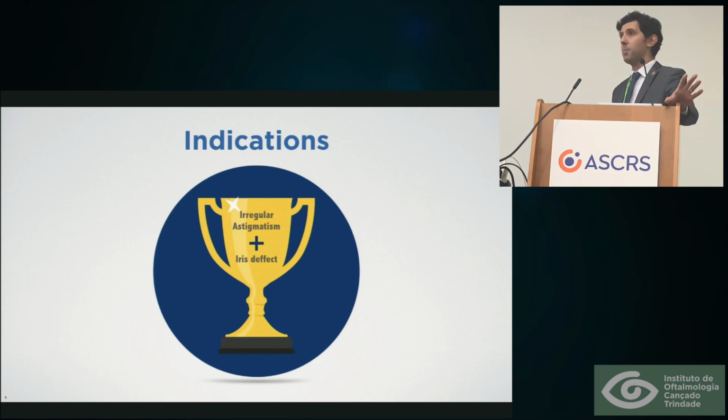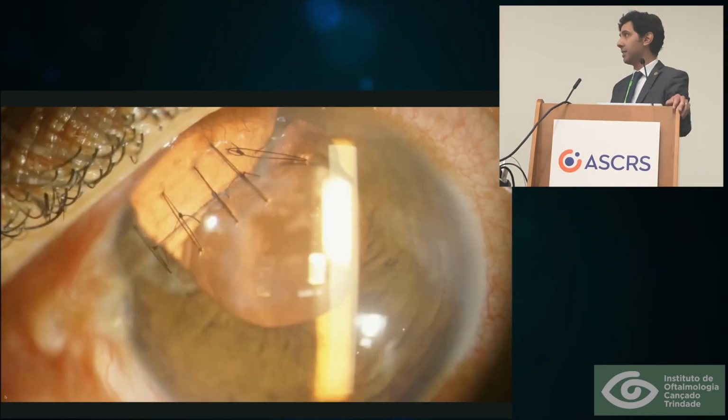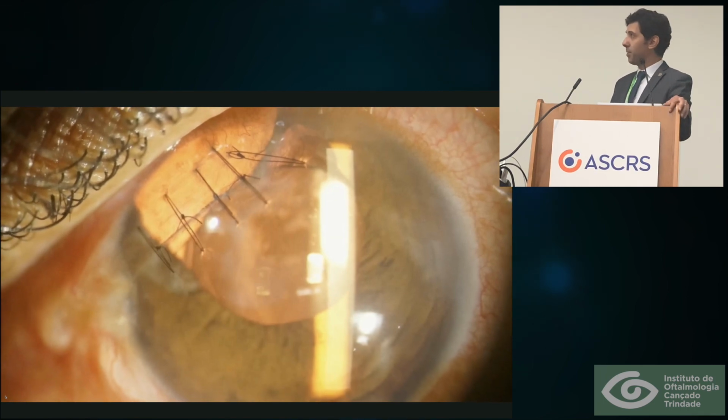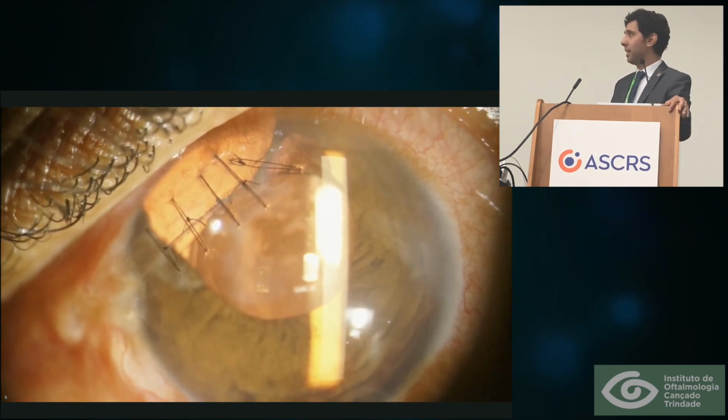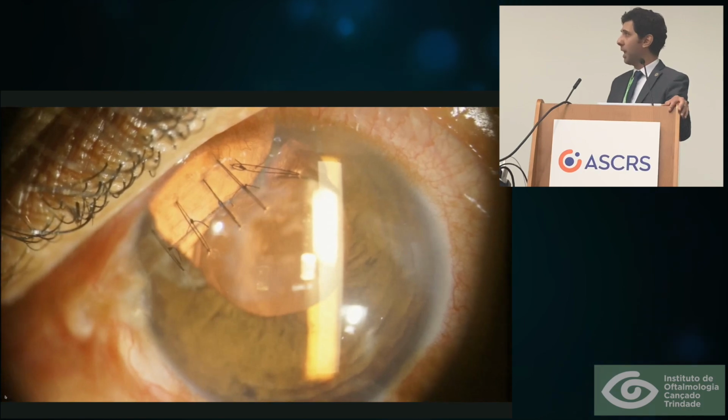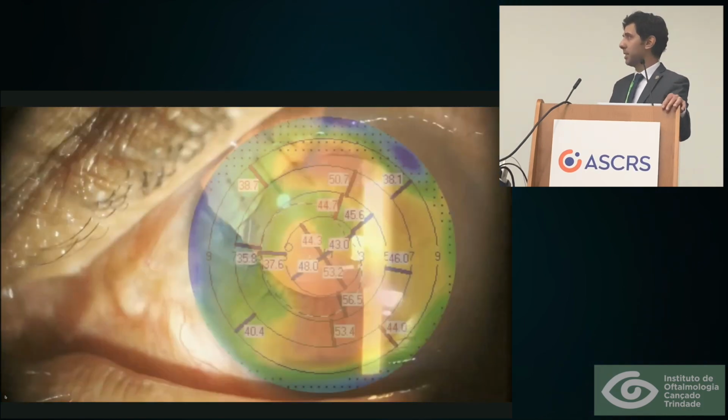But in my opinion, the best indication of all is when we have this terrible combination of an aberrated cornea and some sort of iris defect, or an abnormal pupil size, or a pupillopathy of some sort. And here I would like to start with one very interesting case. This is a man who had a terrible knife accident, who ended up with these corneal sutures and an irregular corneal astigmatism.